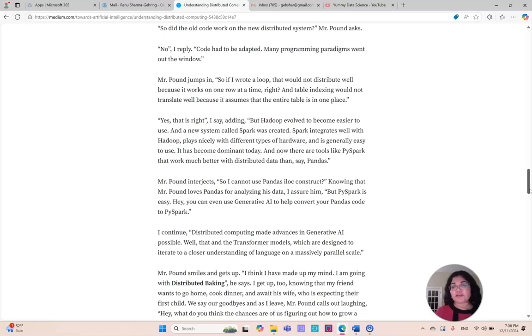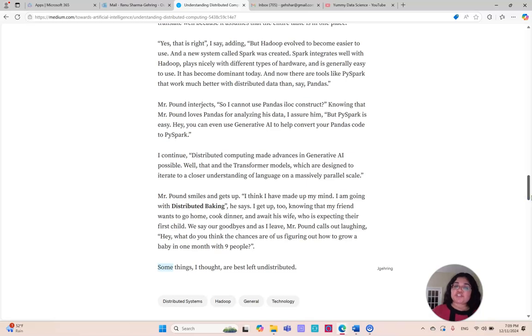Knowing that Mr. Pound loves Pandas for analyzing his data, I assure him. "But PySpark is easy. Hey, you can even use generative AI to help convert your Pandas code to PySpark." I continue. Distributed computing made advances in generative AI possible. Well, that and the transformer models, which are designed to iterate to a closer understanding of language on a massively parallel scale. Mr. Pound smiles and gets up.